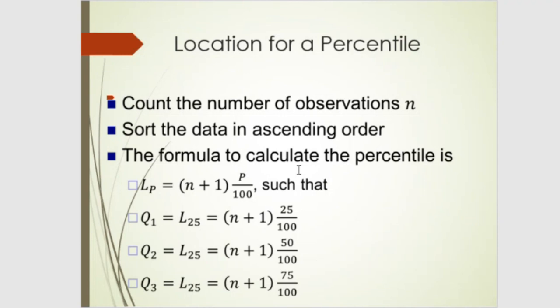Q2, I think this should be wrong, because I think it needs to be L50, that is copy and paste. It should be L50, which is going to be N plus 1, 50 out of 100.